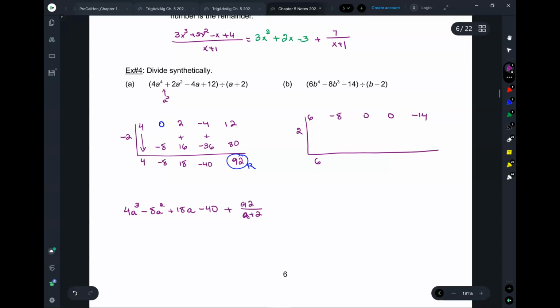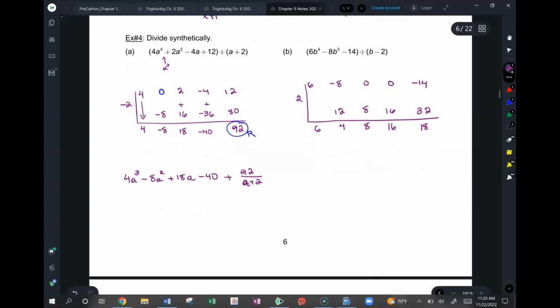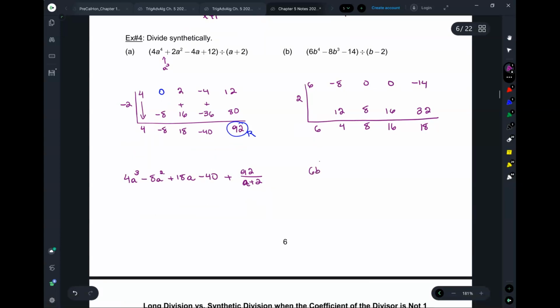Okay, so 6. What's next? 12. And then 4. And then 8, and then 16. 32. 18. Okay, so it's 6 times b to the 3 plus 4 times b squared, 8b to the 1, and then plus 16 plus 18 over b minus 2.